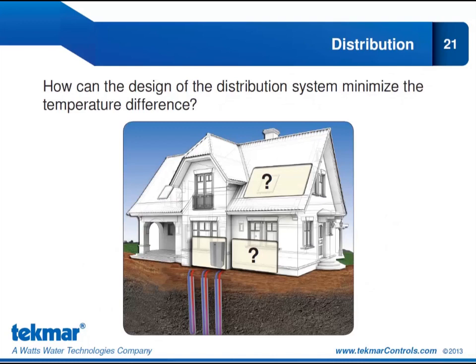Focusing on the heating, what type of heat emitters will work best with low temperature water? Well, we know that traditional radiators operate at high temperature. Same with traditional baseboard units. So both of those are out from a design perspective in a geothermal system. But what about radiant floors?